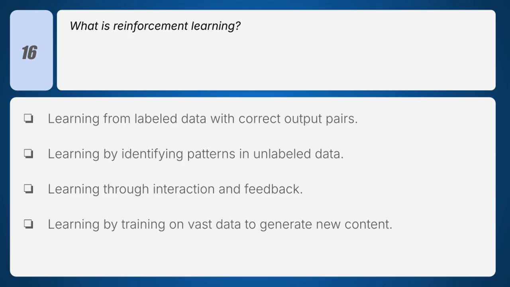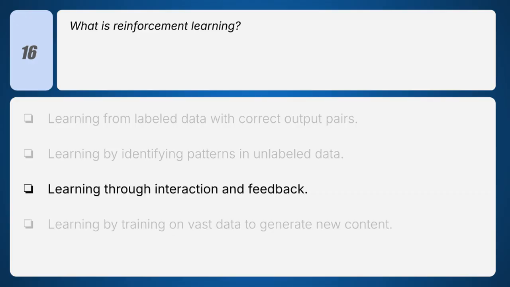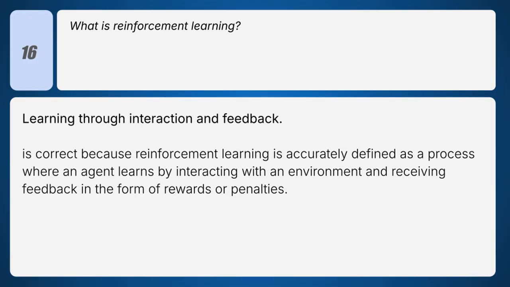What is reinforcement learning? A. Learning from labeled data with correct output pairs. B. Learning by identifying patterns in unlabeled data. C. Learning through interaction and feedback. D. Learning by training on vast data to generate new content. Learning through interaction and feedback is correct because reinforcement learning is accurately defined as a process where an agent learns by interacting with an environment and receiving feedback in the form of rewards or penalties.